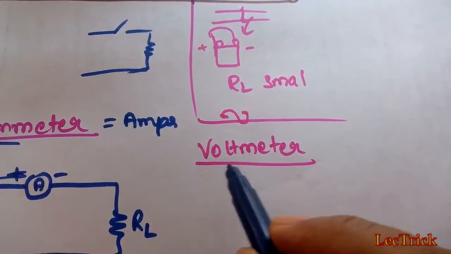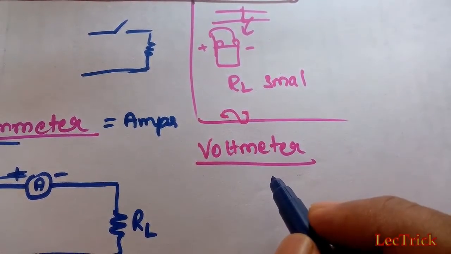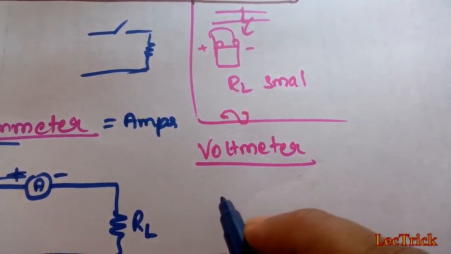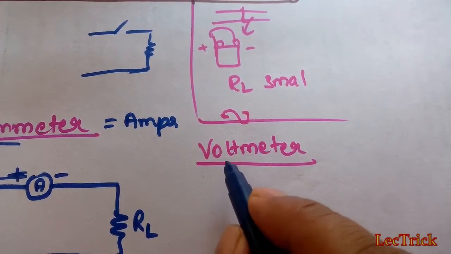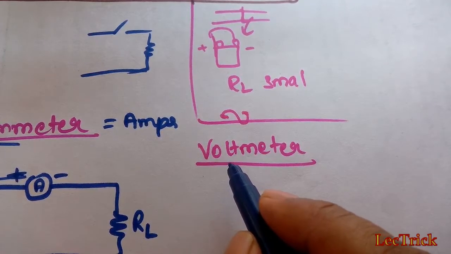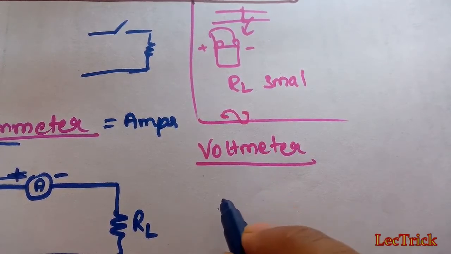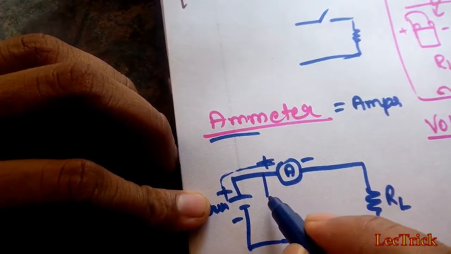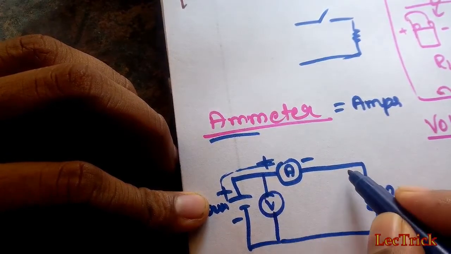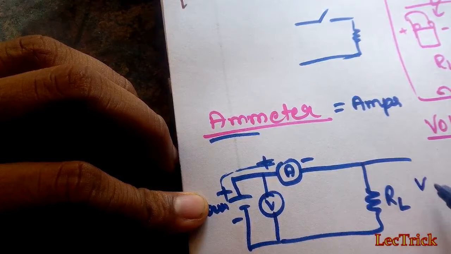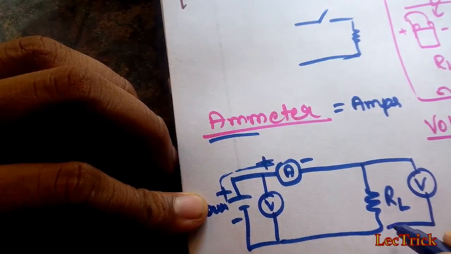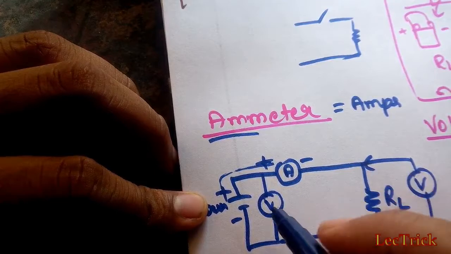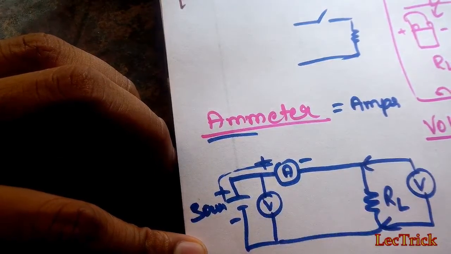Then now we will discuss the voltmeter. We need to know how to connect a voltmeter. The voltmeter gives you the potential difference. That's why we usually connect it across the source side or the load side. If you connect on the load side, it will give one value. If you connect on the source side, it will give another value.